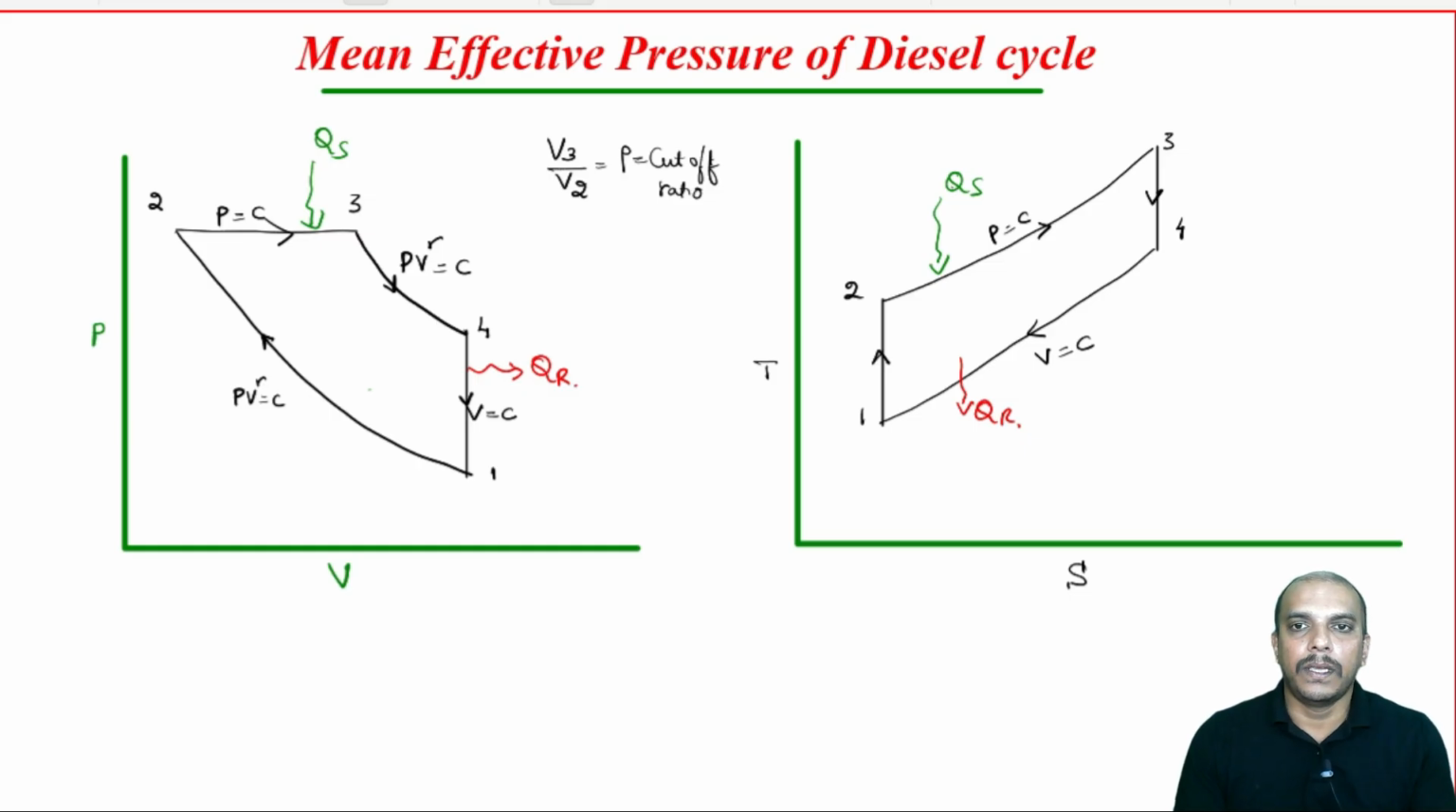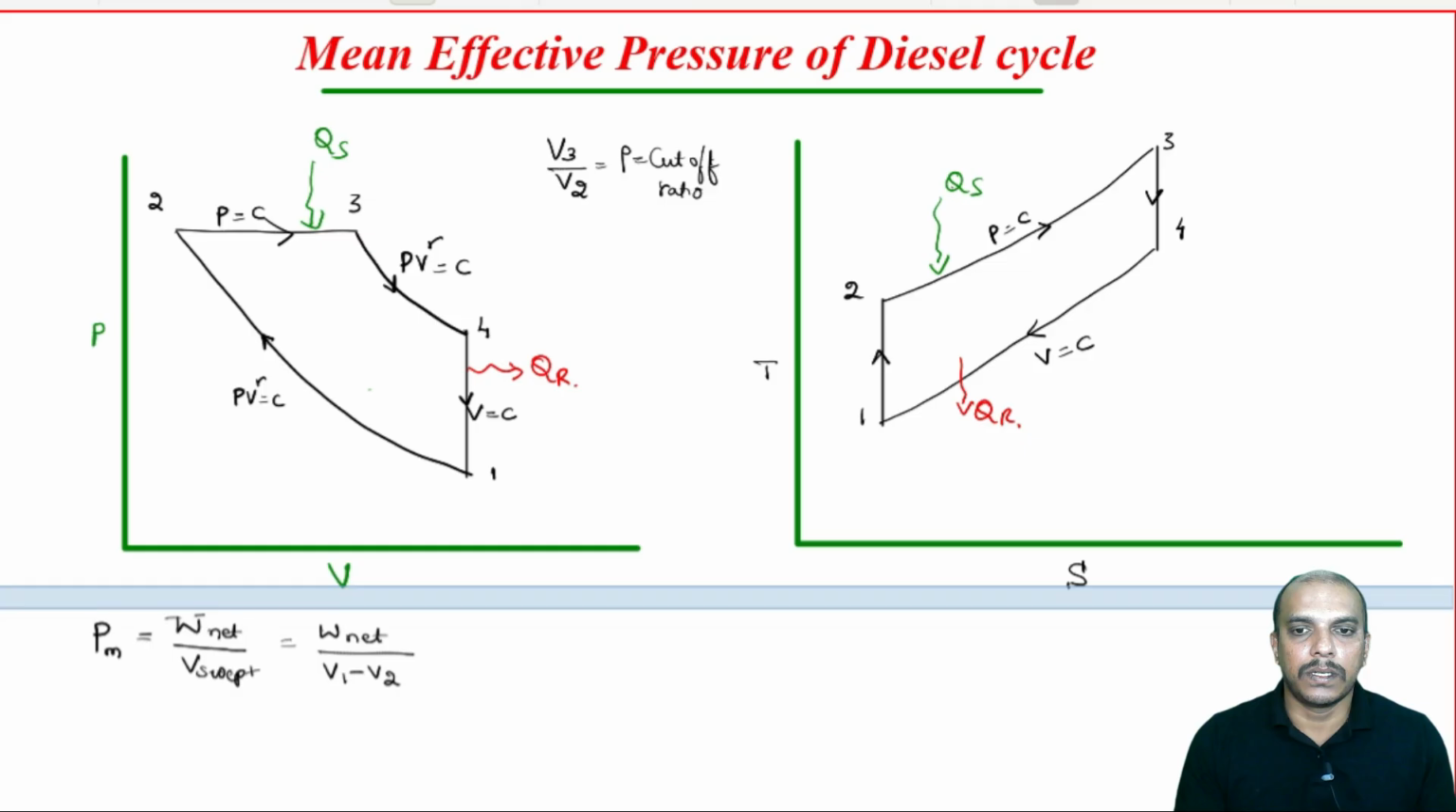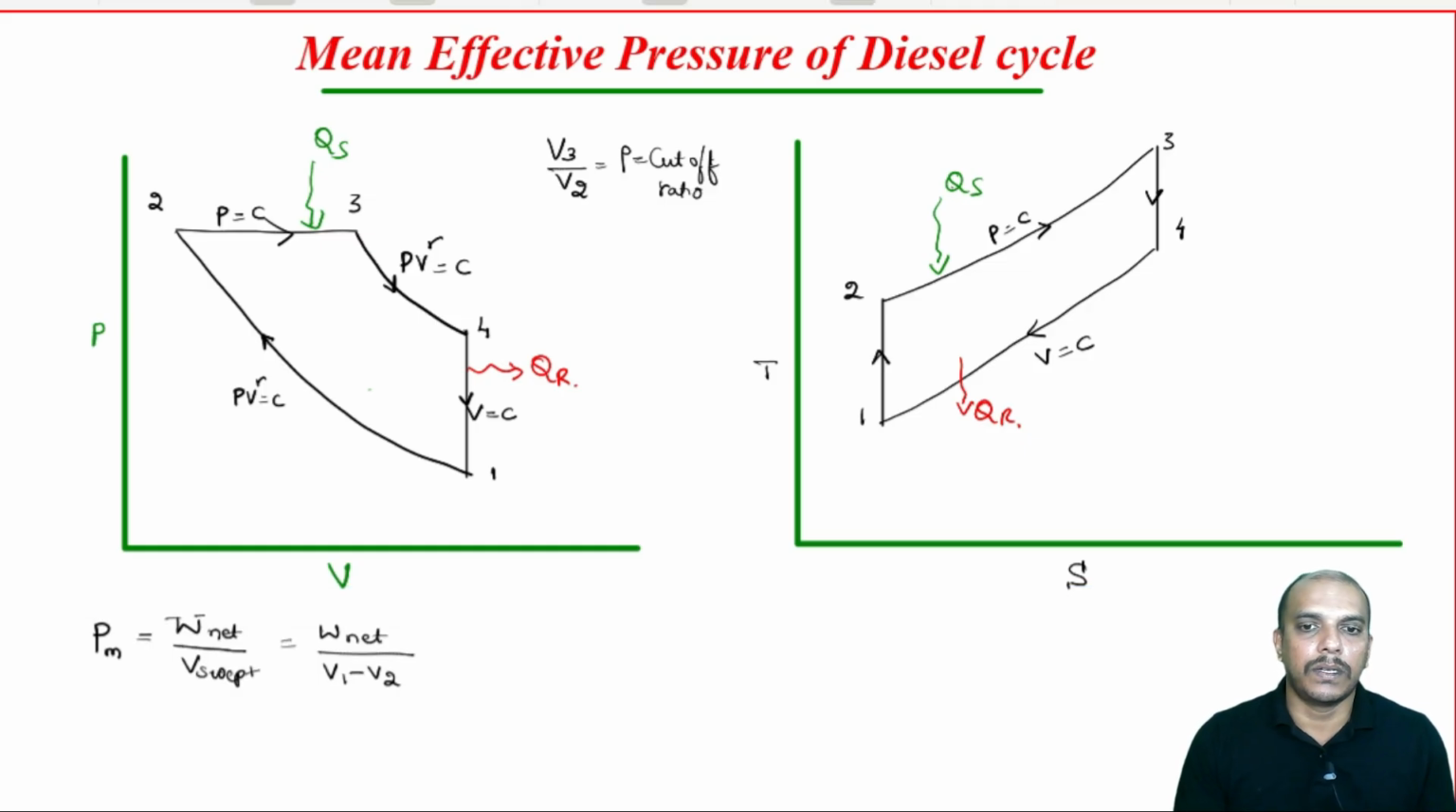From the definition of mean effective pressure, let us denote mean effective pressure as P suffix m. So, mean effective pressure is given by W net divided by swept volume. And swept volume here in our diagram is V1 minus V2. So, we know this definition. I will call this equation 1. We will come back to equation 1 a little later.